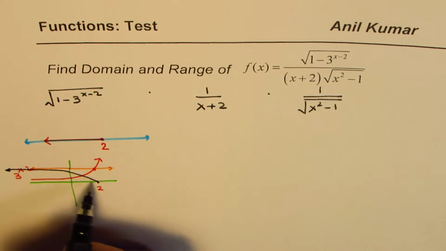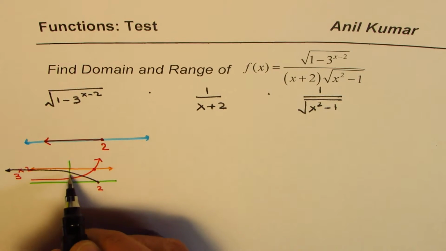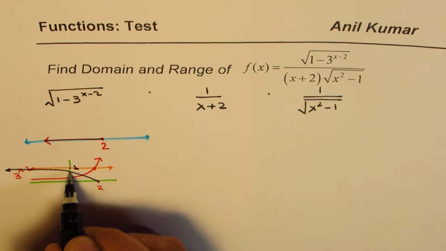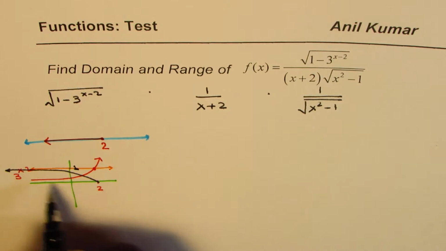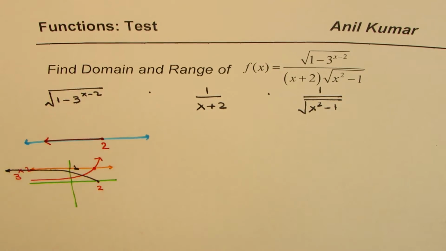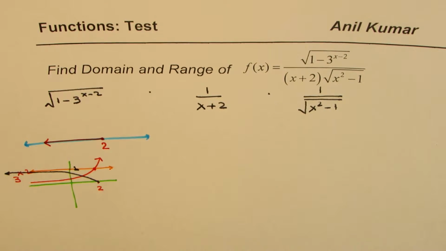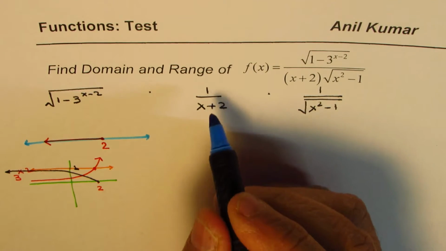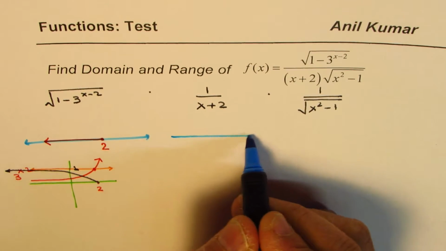The sketch of this function will be kind of like this, where this value is 1 and slightly less than 1, and it moves. So that becomes the square root part of the function. Is it okay? I hope that's clear.